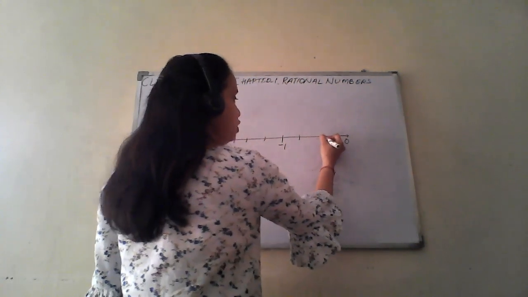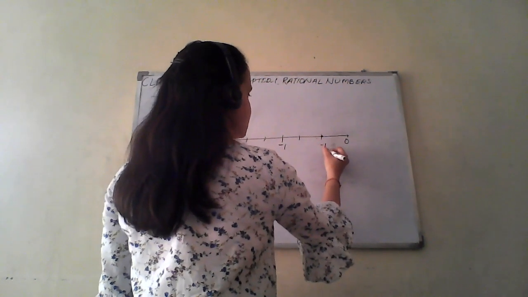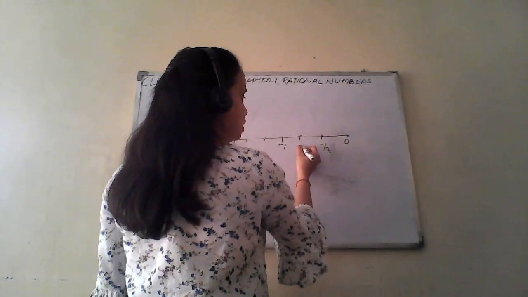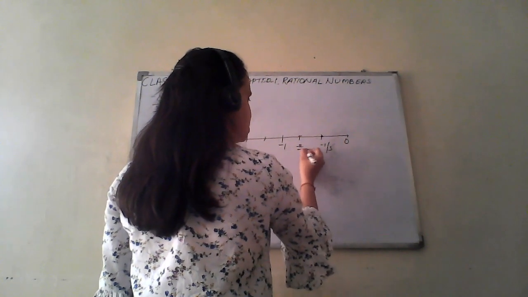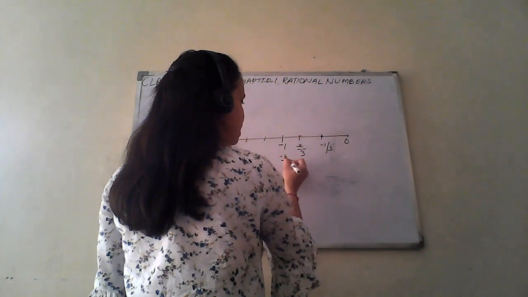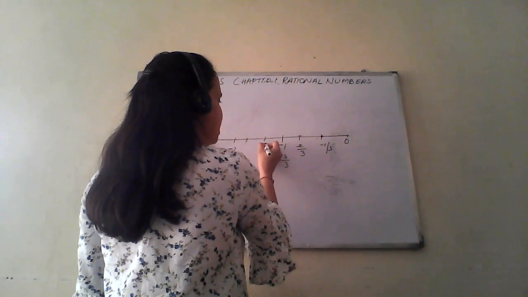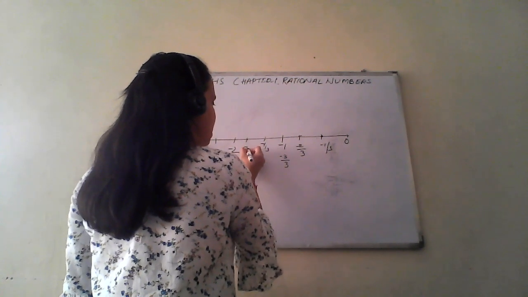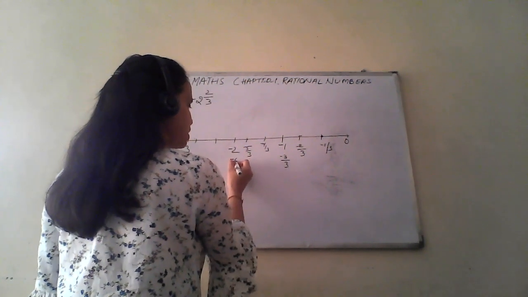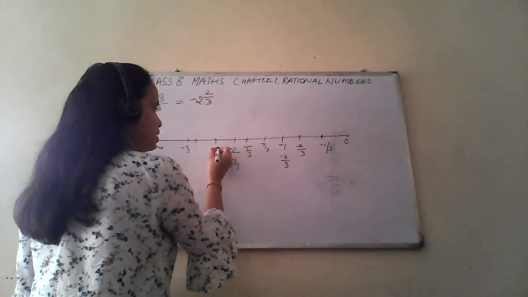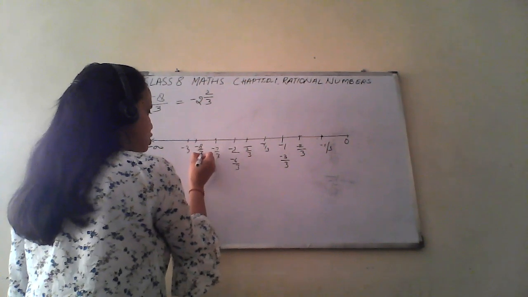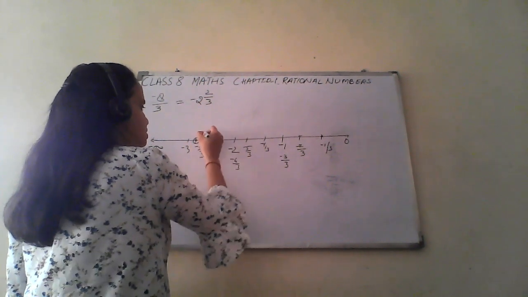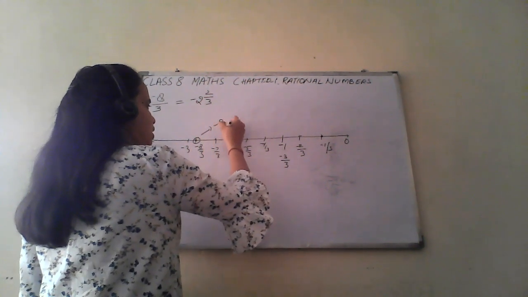So what is the value of this portion? This is minus 1 by 3. This is minus 2 by 3. This is minus 3 by 3. This is minus 4 by 3. This is minus 5 by 3. This is minus 6 by 3. This is minus 7 by 3. This point is minus 8 by 3. So we will mark this point as minus 8 by 3.